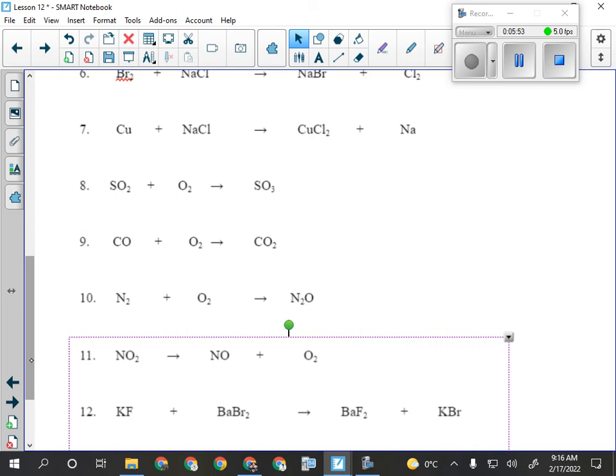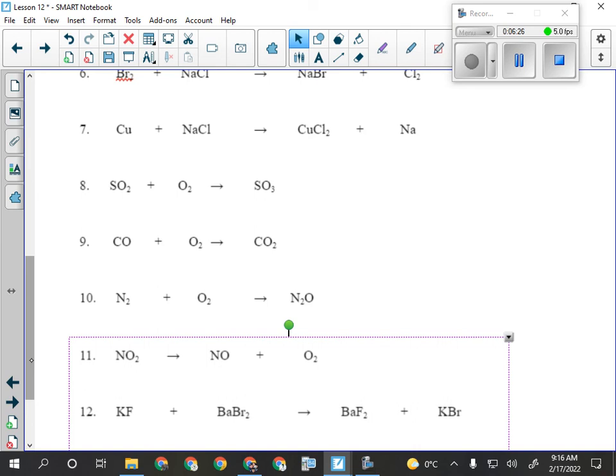A synthesis reaction is not always two elements combining to form a single compound. It is always two reactants forming a single compound. Most of the time that happens to be two elements. But in this case, we still have synthesis reactions because there are two reactants and only one product, and that is the true pattern for all synthesis reactions. So they don't exactly fit the pattern we talked about because we simplify it a little bit. Those are still synthesis reactions.